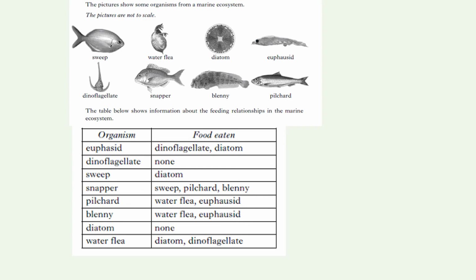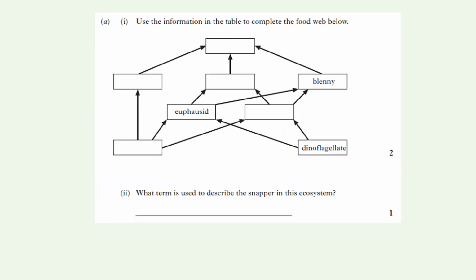For this next question, you need to pause the video and write down the table so that you can answer the question on the next page. So make sure you've written down the table and pause the video before I go to the next part. So the question is, use the information in the table to complete the food web below, and what term is used to describe the snapper in the ecosystem?